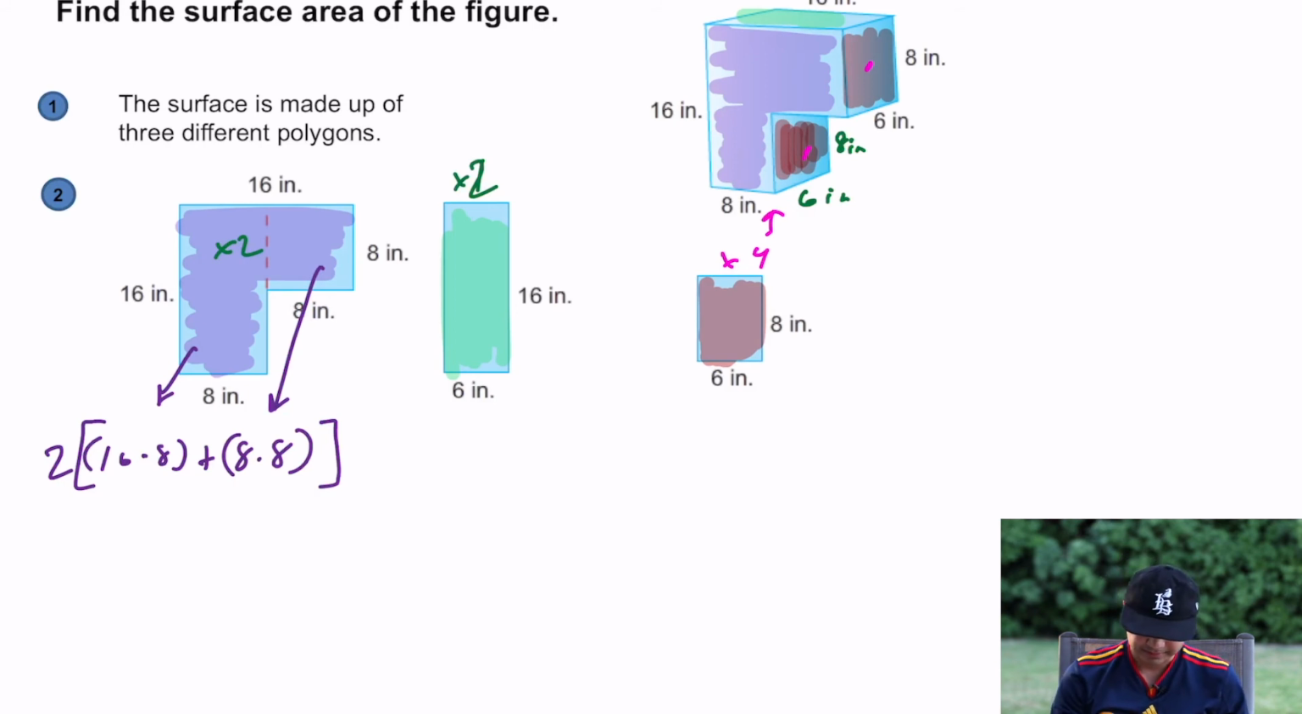Okay, now this is probably the most straightforward one. This is a 6 by 16 rectangle, and there are 2 of them. And then here we have a 6 by 8 rectangle, and we said there are 4 of them.